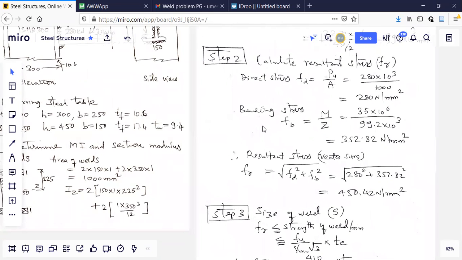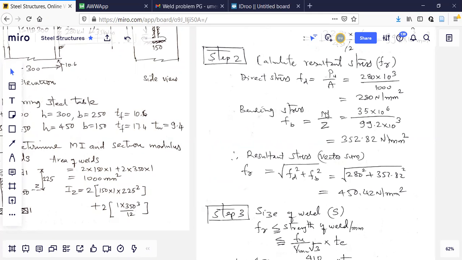So here, calculate the resultant stress FR. How to find it? As you know, direct stress is the direct force divided by the area, so the force on the welds divided by the area of the welds. So direct stress you can get. Then you will get bending stress equal to M by Z, the theory of simple bending formula. M is equal to Fz, so the moment of resistance is equal to F into Z. The moment of resistance is equated with the bending moment, thereby I can find the bending stress.